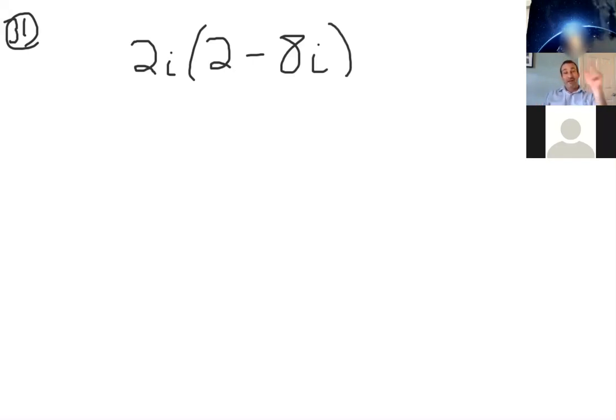you have an i times an i, you get i squared. And what is i squared? Anybody know? Negative 1. Negative 1. Okay, so let's go ahead and distribute.